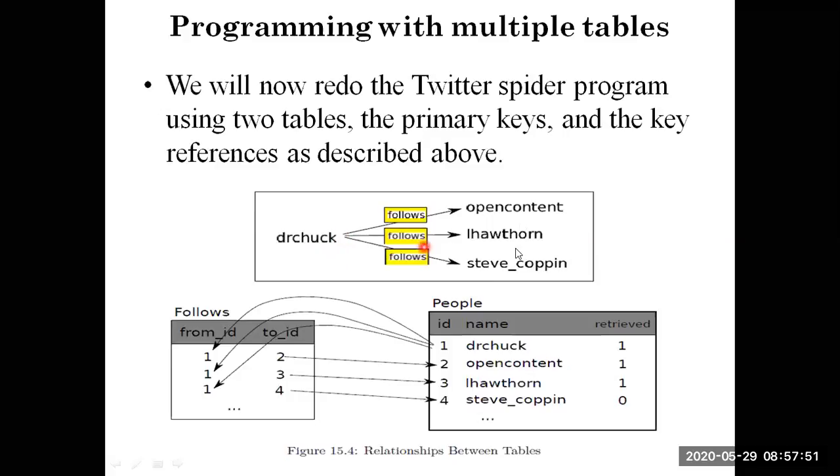So he follows open content, high authenticity. These are the three friends, the followers of this Dr. Chuck. And here I use two tables, like people with IDs 1, 2, 3, 4, like I told you, which we have created in the data modeling, a unique ID for my database. This we have done in data modeling, which has from ID and to ID, where from ID is a unique ID and to ID is a unique ID.